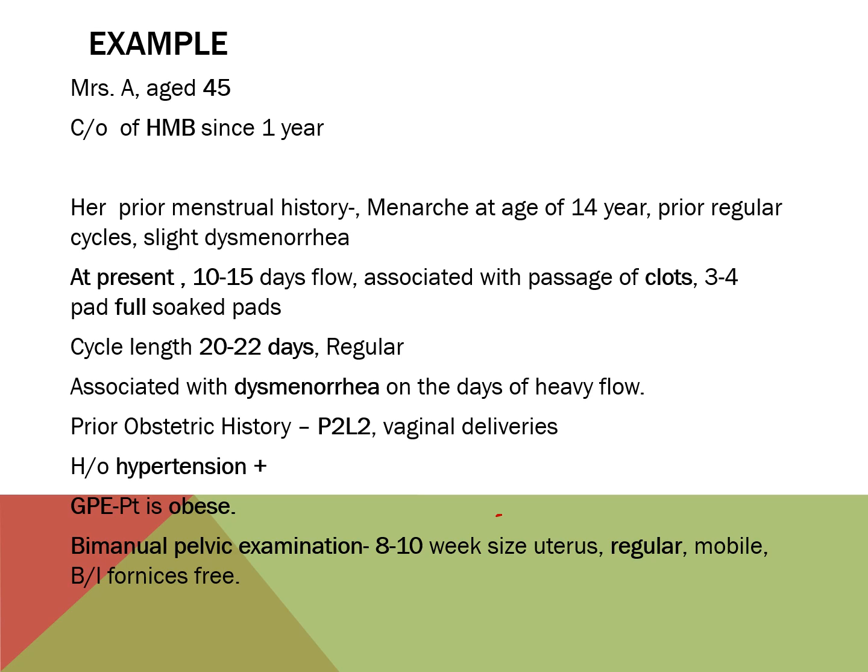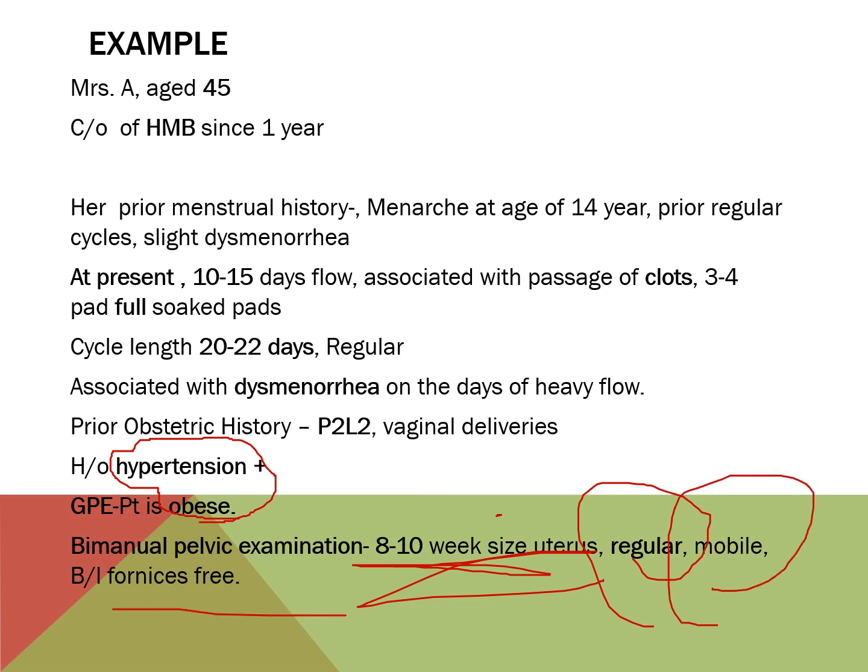Prior obstetric history is para 2, live 2, and those were vaginal deliveries. Her history of hypertension is there. On general physical examination, she is obese. These two are high risk factors for a pre-malignant lesion. On bimanual pelvic examination, it was an 8 to 10 week size uterus, which is regular and mobile, and the fornices are free. Now here there are many points that are mentioned.